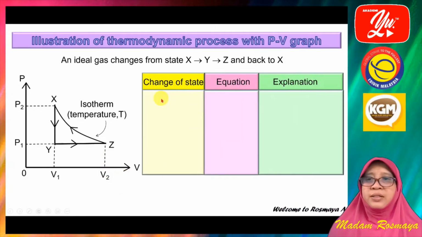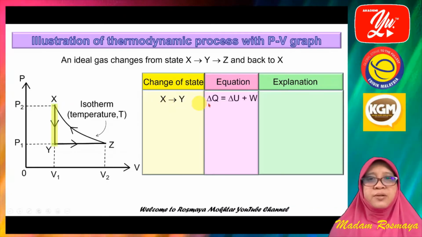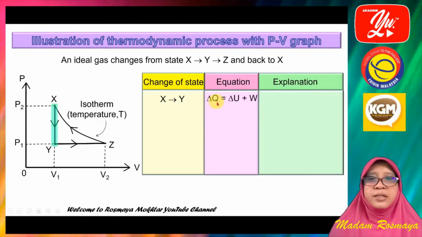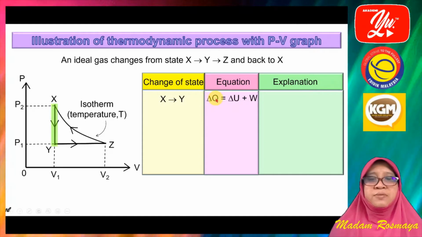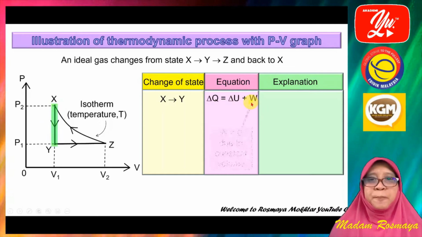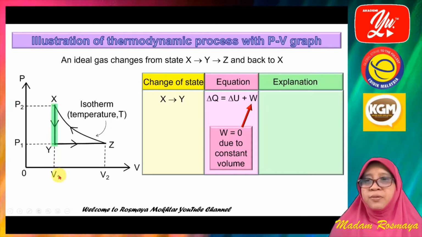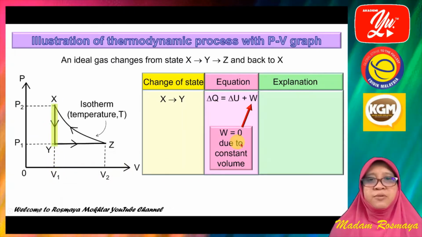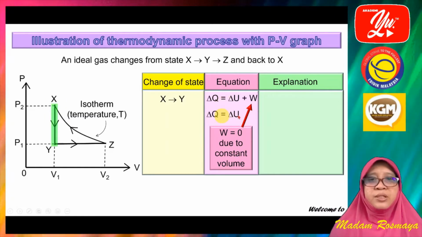So we discuss X to Y first. We use the first law of thermodynamics where delta Q equals delta U plus work. Delta Q is the change of heat, delta U is the change of internal energy, and W is the work done. In this case, it's a vertical line, so there is no change in volume. If no change in volume, the work is zero because the volume is constant. Therefore the equation becomes delta Q equals delta U.